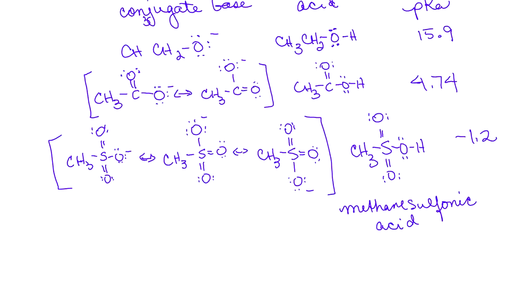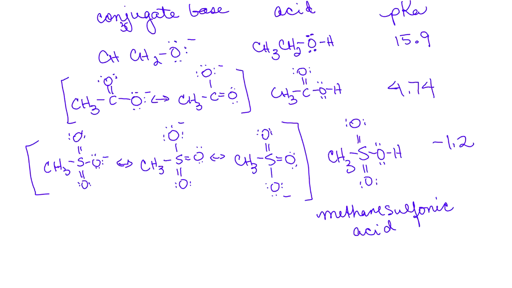Now, if you look at methane sulfonic acid, once I lose my hydrogen, I can now have 3 resonance forms. This negative charge, once I form my conjugate base, can be distributed across all 3 oxygens through that sulfur. From resonance stabilization, we now find that this is a strong acid with a pKa of negative 1.2.